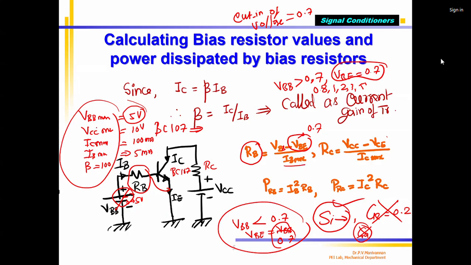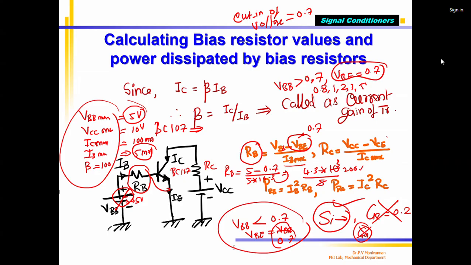According to this formula, RB equals VBB max, which I said is 5 volts, minus 0.7, divided by IB max, which I told you is 5 milliamps. That is 5 into 10 to the power minus 3. So 4.3 multiplied by 10 to the power 3, divided by 5. Correct? So this is going to be 200.